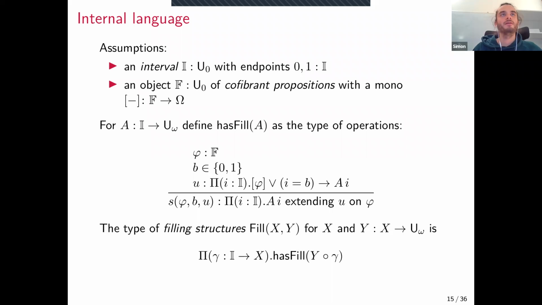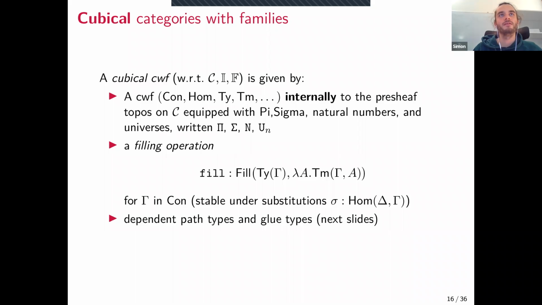Okay, so now I'm ready to define the modification of this categories with families, which we named cubical categories with families. This is maybe a slightly ad hoc name, but we couldn't come up with a better name. So a cubical CWF. Now this C, I, and F are parameters to this definition.